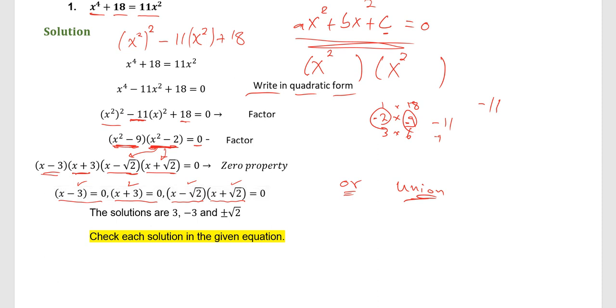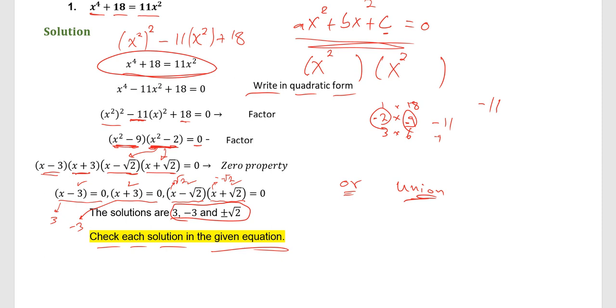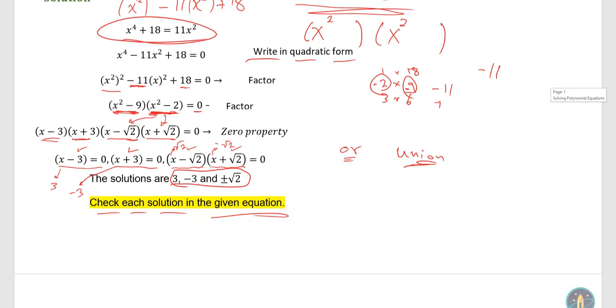So the solutions are x minus 3 equals 0, x is equal to 3, x plus 3 equals 0, x is equal to minus 3, x minus square root of 2 equals 0, x is equal to square root of 2, x plus square root of 2 equals 0, x is equal to minus square root of 2, which is exactly what we have here. Okay? And again, you can just check the solutions in the original equation, and it should check. Okay? Next example.